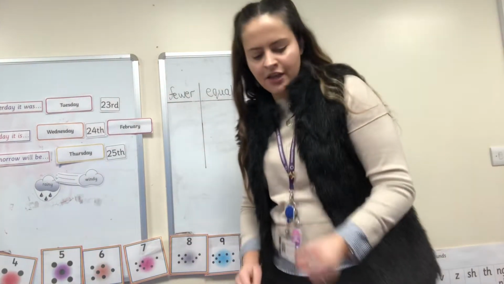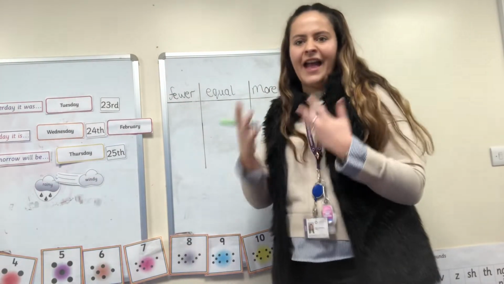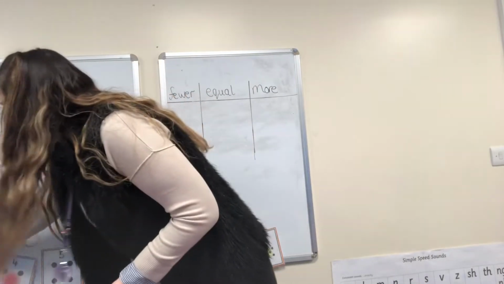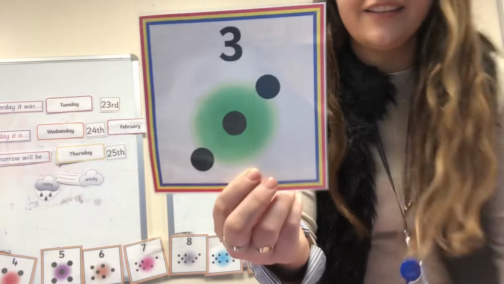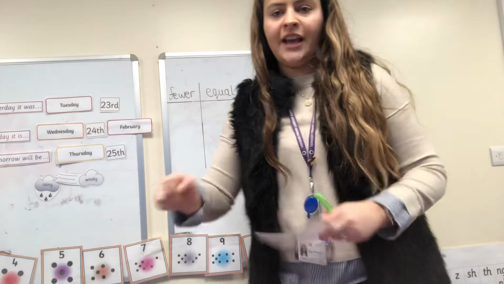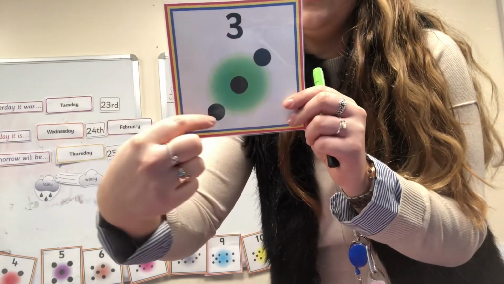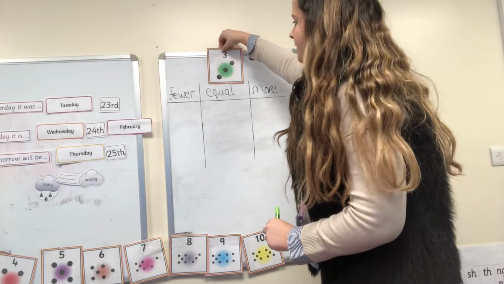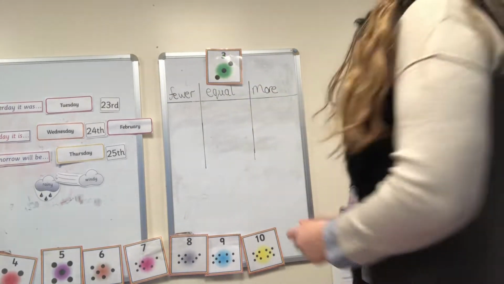Right, super. So, I'm going to write a number at the top here, and we're going to look at everything all about this number. So, let's choose a number. I think we're going to go for the number 3. Brilliant. Let's just check it's the number 3. Let's count the spots. 1, 2, 3. Super. So let's stick our number 3 up here. So we're going to be looking all about the number 3.